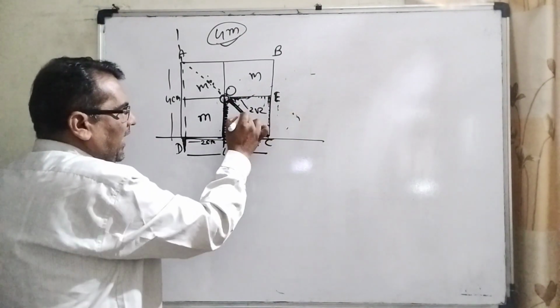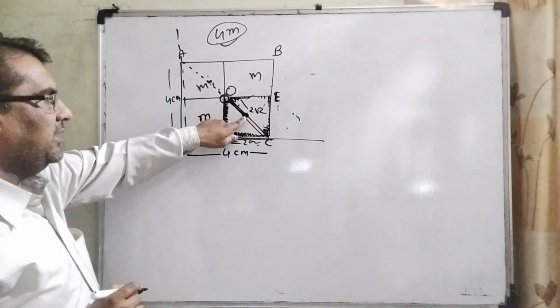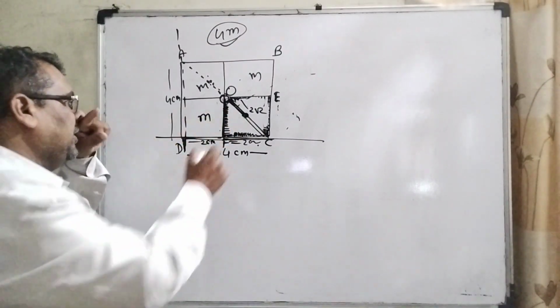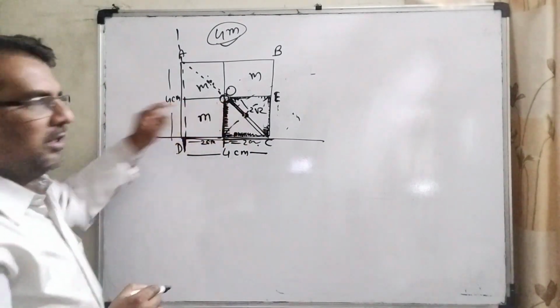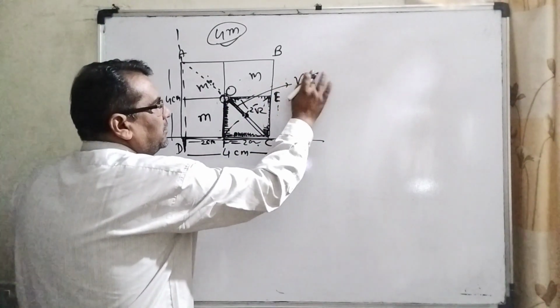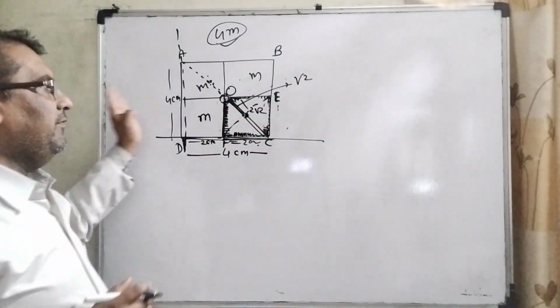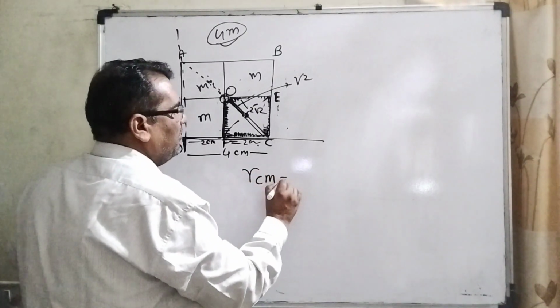And we are well known that the center of mass of a square body is at the center of the diagonal. So therefore, it is 2 root 2 divided by 2, bisect, which means it becomes root 2. Is it clear? Then whenever we have to remove a part, we apply the center of mass formula.